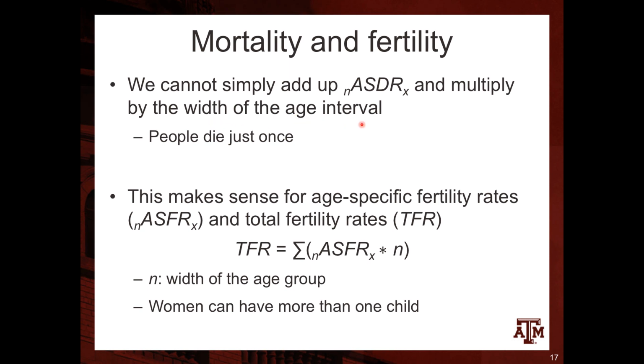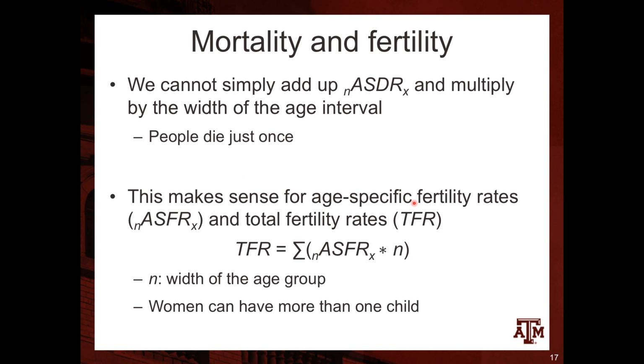Because if we had that measure, which would be called total mortality rate, you would say that if people were exposed throughout their lives to those age-specific death rates, they would die so many times throughout their life, which doesn't make any sense because people die just once.